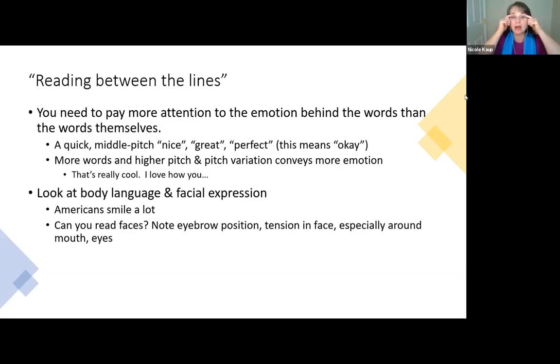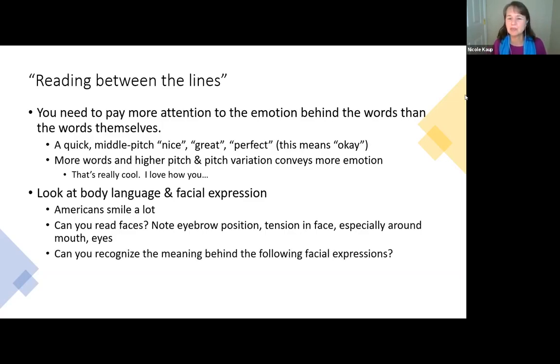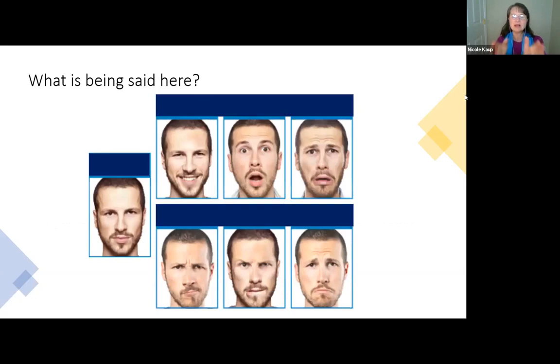So watch the eyebrows. Watch the tension in the face, especially around the mouth. When people are kind of annoyed, you know, you'll see lines around here. You'll see lines in the forehead up here. Look at the eyes. Are the eyes really big, like they're surprised? Are they kind of neutral, or are the eyes kind of like squinting, like they're kind of maybe angry? So pay attention to those things. I'm going to give you an example. On the next page, I'm going to give you some pictures and see if you can recognize what is being said. The face on the left that is all by itself is just a neutral face, no emotion there.